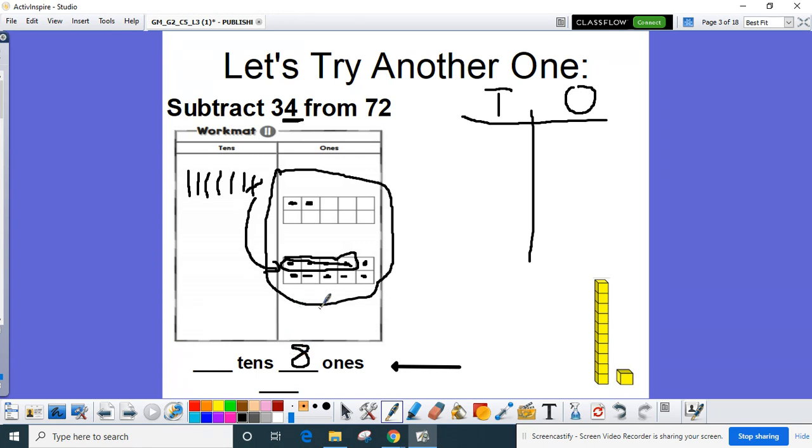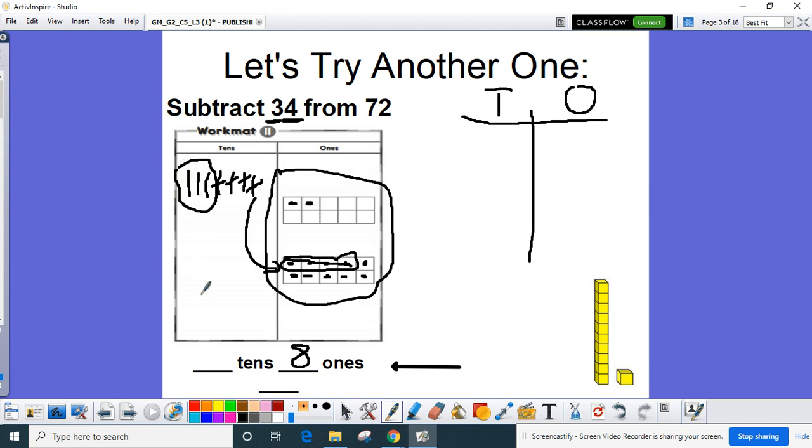Right, we need to subtract the tens. So what number is in the tens place in 34? 3. So we need to subtract 3 tens. We have to cross out 3 tens. 1, 2, 3. Now, how many tens are left after we have crossed out or subtracted our 3 tens?